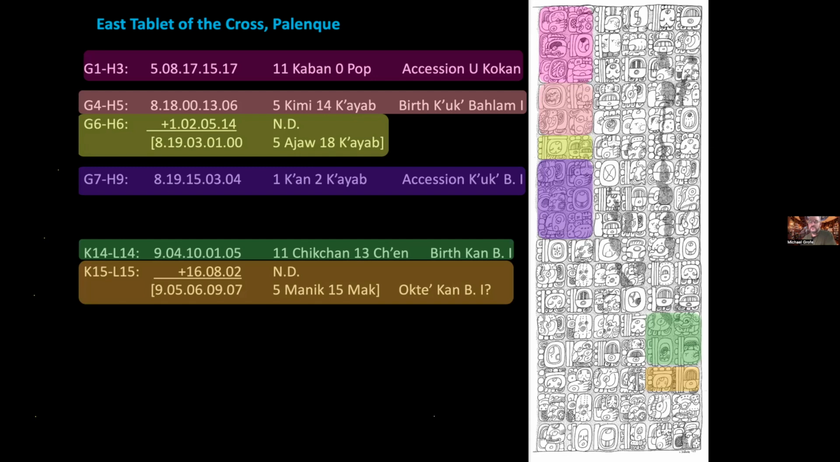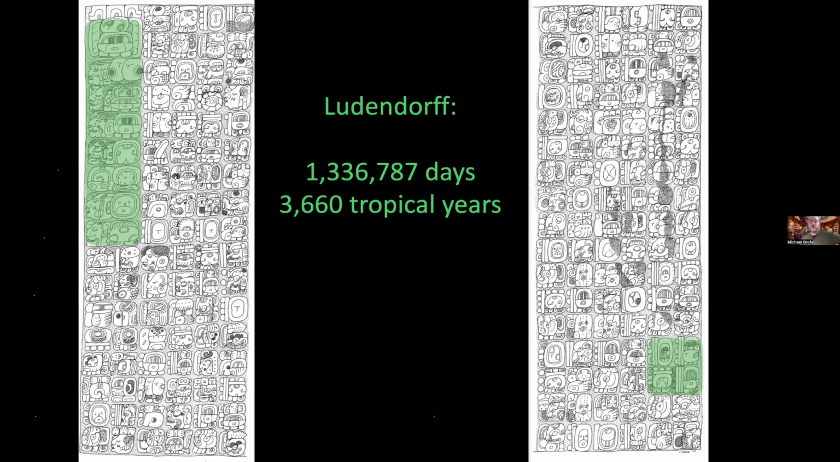And Ludendorff, once again, had scooped me on this by many decades. He found that this date, and I found this many years later, the very first date in the initial series, the birth date of Muhammad, and the very last date, this mysterious date, which is tied together somehow with K'uk Bahlam I, is another tropical year parallel of 3,660 tropical years.